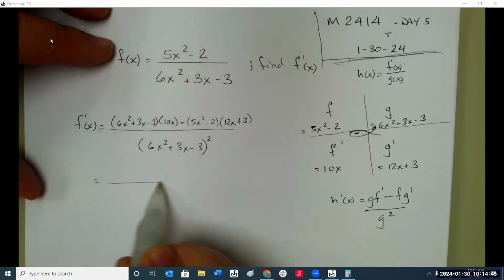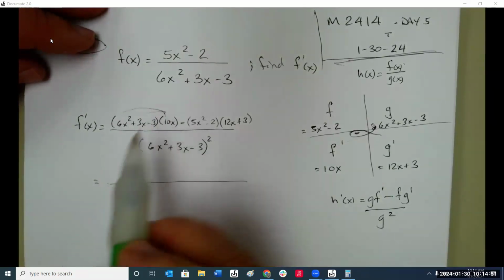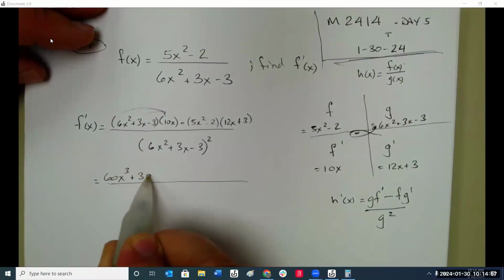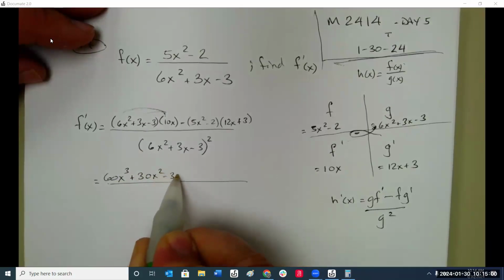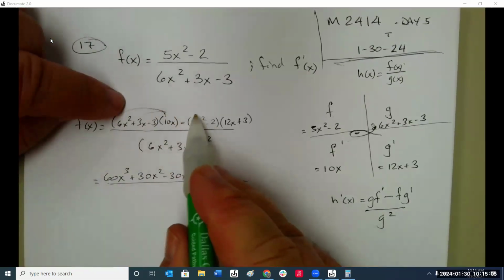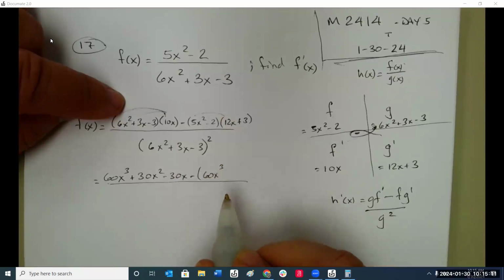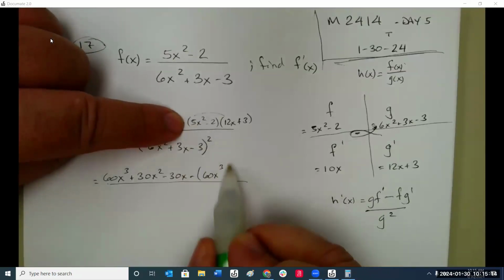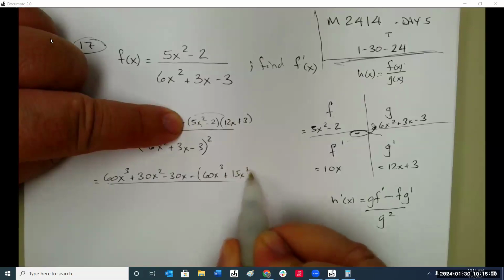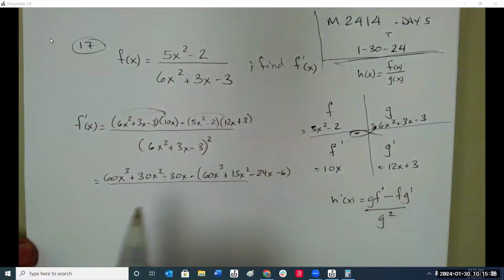Let's go ahead and fix the top. So distribute. We got 60x cubed, 30x squared, minus 30x, minus 60x cubed. That's some minuses. 60x cubed plus 15x squared, 24x minus 6.